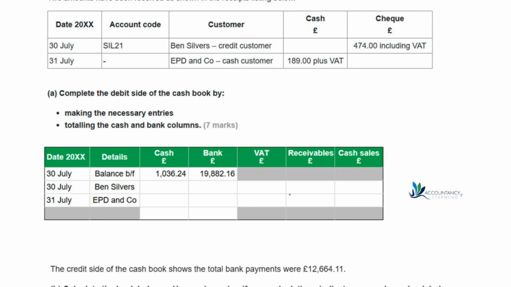So this question is really testing, do you know whether something is a cash transaction, do you know whether it's going to affect the bank, and how are you going to analyse that? So let's look at the first one then.